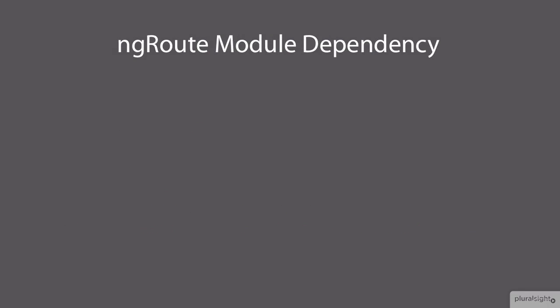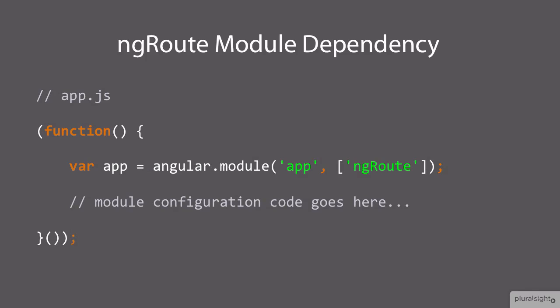Since ngRoute is in its own module, we need to specify it as a dependency on our module. This is a snippet of the app.js file from the demo project. I've created a module for the School Buddy application and just named it app. Since we'll be using the ngRoute module, I've specified it as a dependency by adding it inside the square brackets when creating our module. Once you have those initial configuration items in place, you're ready to begin defining the routes for your application.